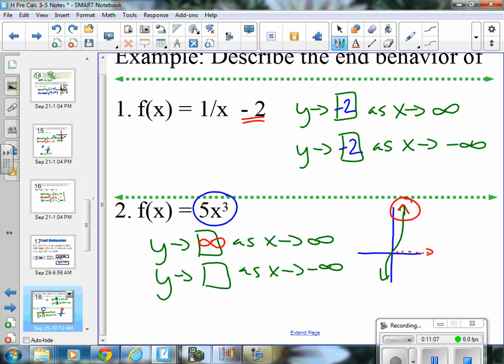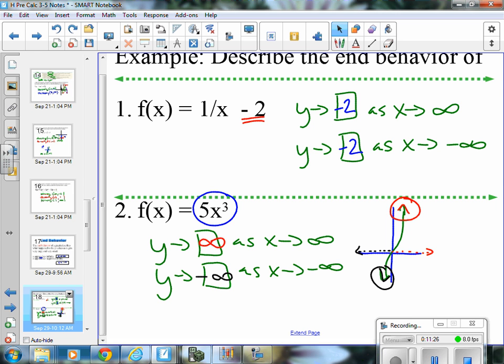Go in the other direction. As x approaches -infinity, that means going this direction towards the left. What are the y's doing? What does that arrow mean? It means it continues to get smaller and smaller and smaller, or it approaches -infinity as x approaches -infinity. So when you have an odd power, think about this for a second.